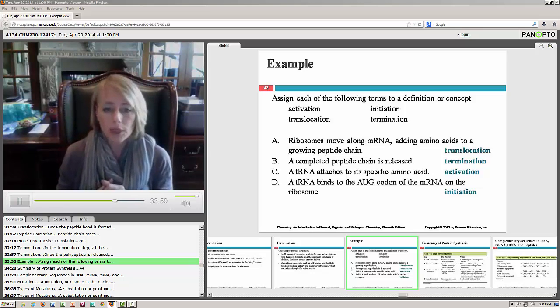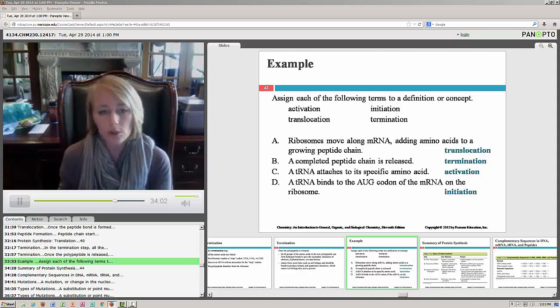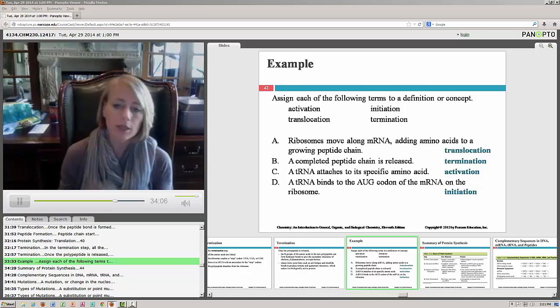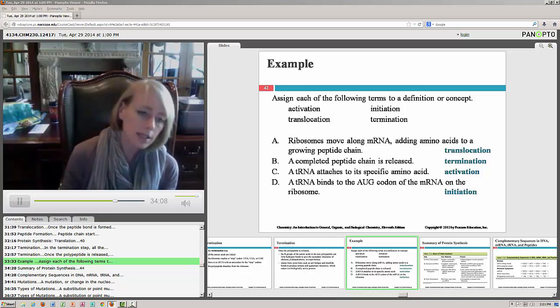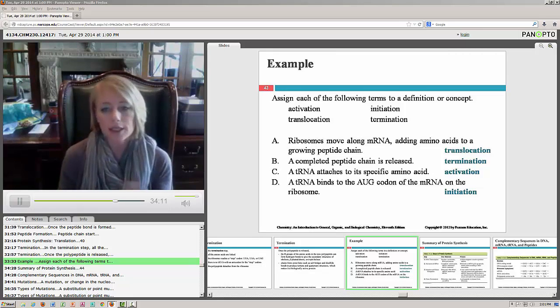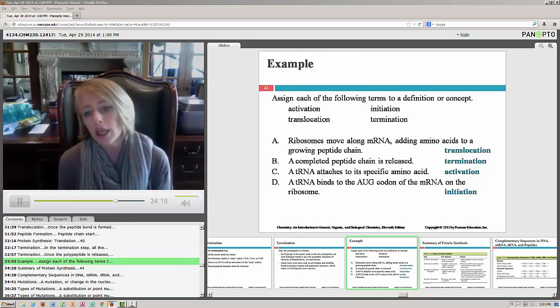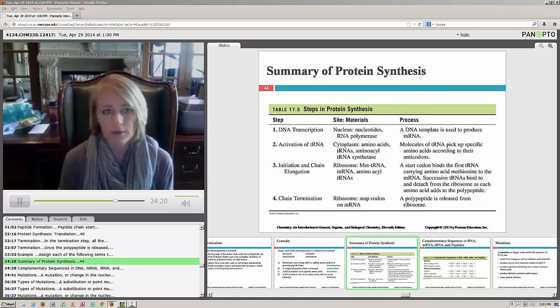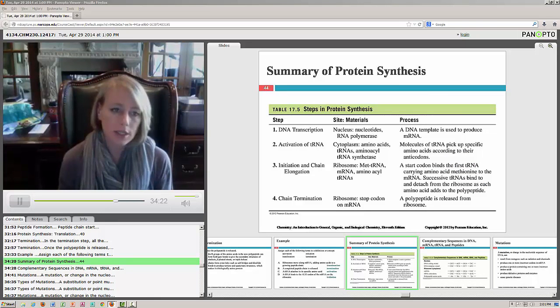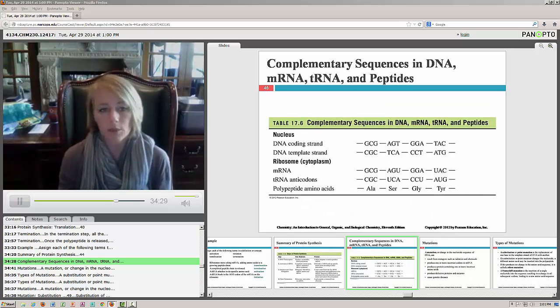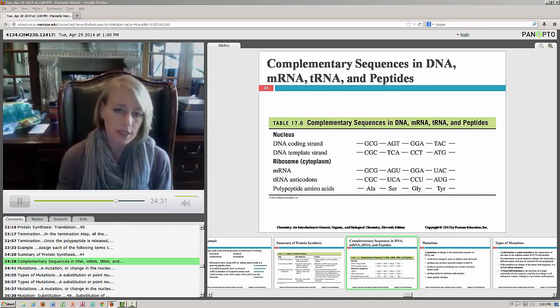If you are completing a peptide chain and it's released, you're terminating it. If a transfer RNA is attaching with its specific amino acid, we call it activation. And as the transfer RNA binds into the codon of the message, then we call it initiation. This one is just describing each one of those processes so that it's in a classified list. You can use this for the homework. That's table 17.5.